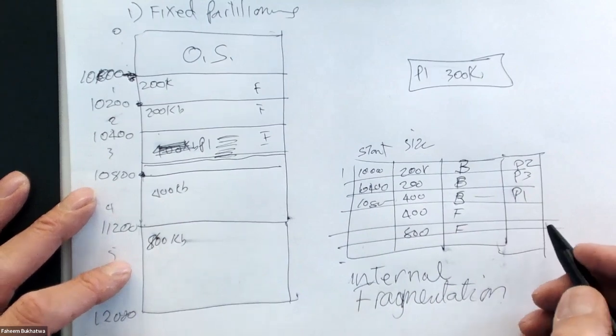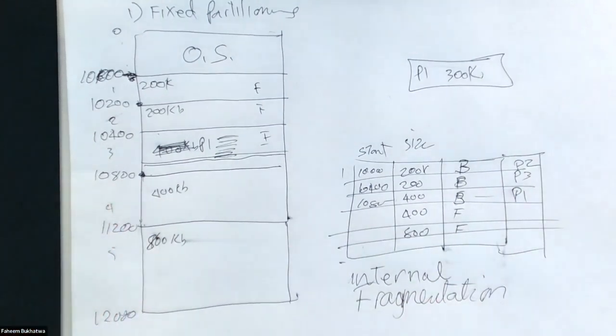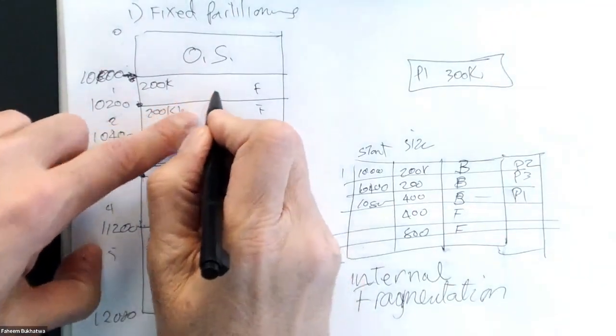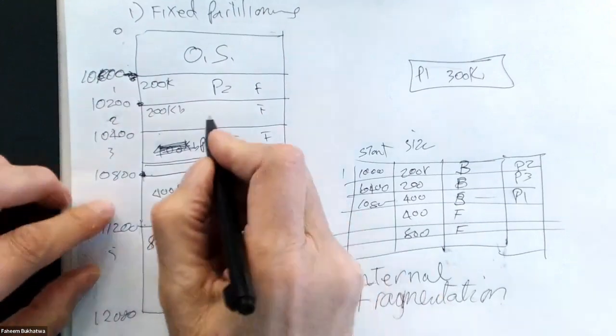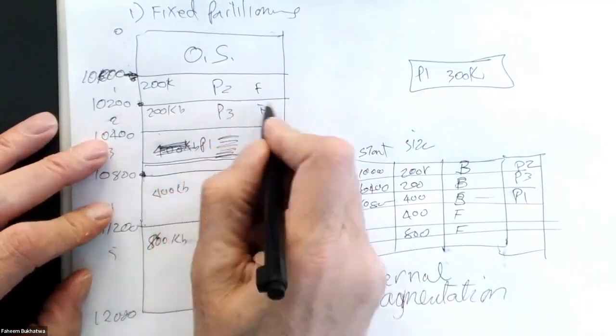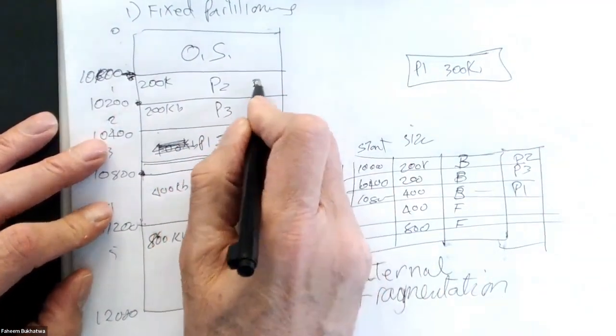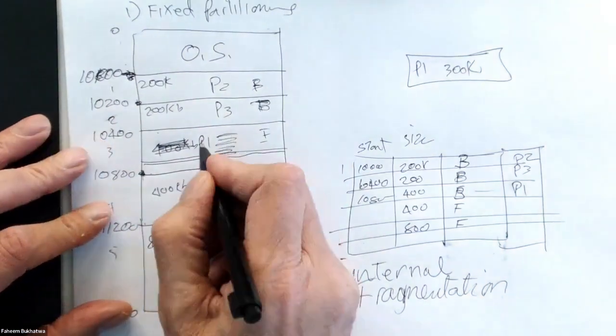Another program comes in that needs 60 kilo, a very small program. Where would we place that? Where would Memory Manager place this new program? Remember, program number 2 is here, I think, right? And program number 3 is there, executing. They're busy now, these are, and that's program number 1.